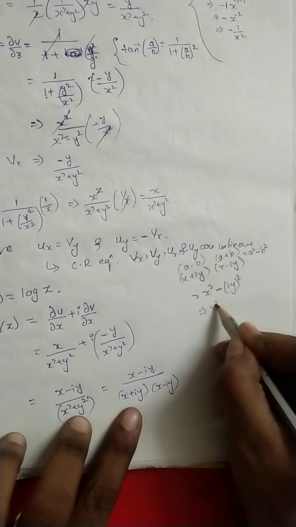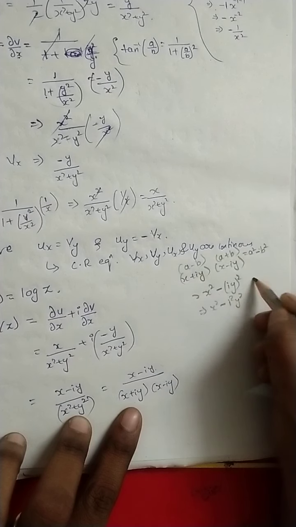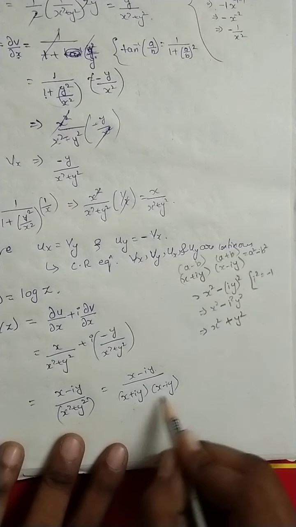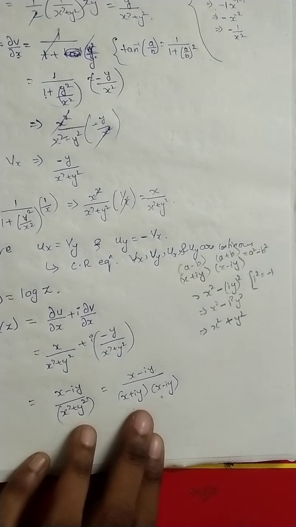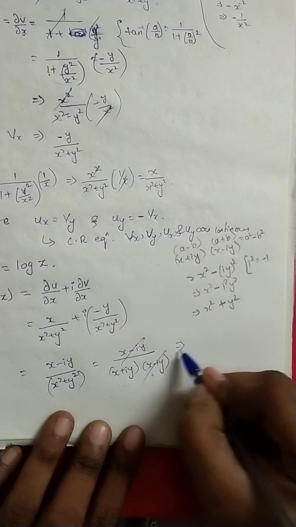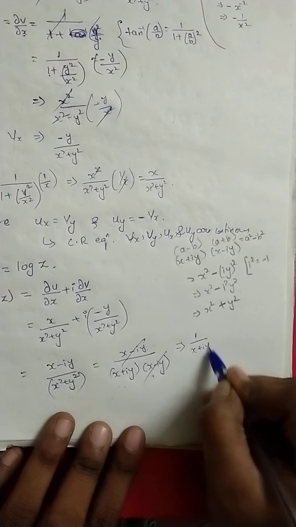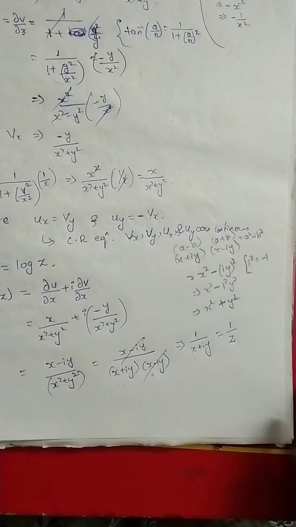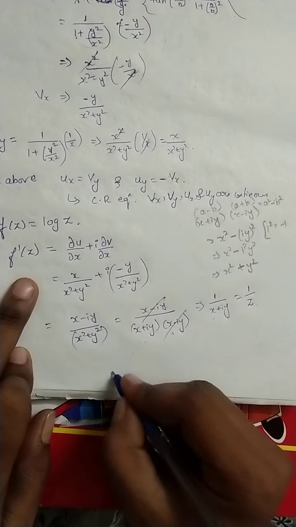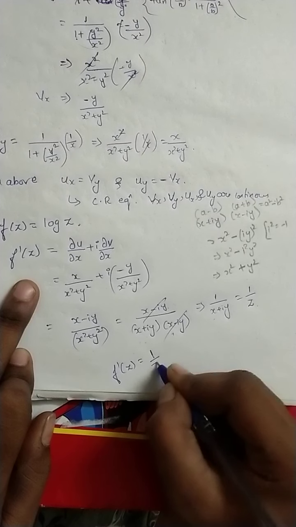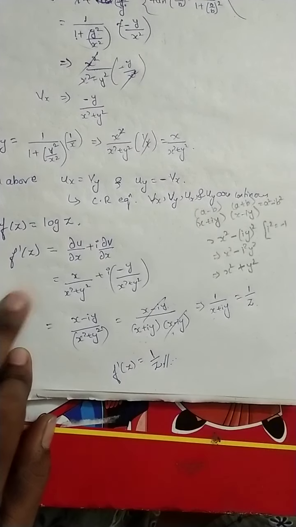So this can be given as x square minus i square y square. Again you can replace i square by minus 1. So that is x square plus y square. That's how you will get these factors. Now after this you can cancel this with this. So it is given by 1 by x plus iy. Now x plus iy we can replace it by z. So we can write that f dash of z is equals to 1 by z. So this is our solution.